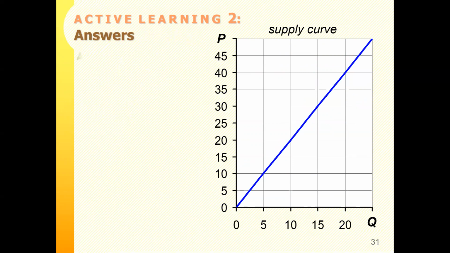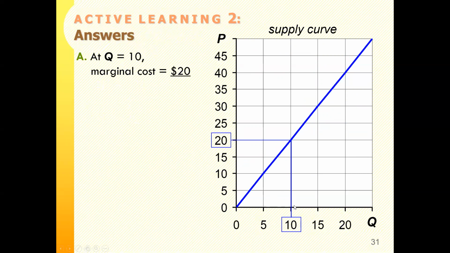Let's consider the answers. So when quantity is 10, we can trace the marginal cost by drawing a line upwards to meet the supply curve and reading the corresponding price on the vertical axis. And we can see that the marginal cost associated with quantity of 10 is $20. And the corresponding producer surplus, when the price is $20, is $100. And we can see that it is the area of this triangle shaded orange. The base is the quantity supplied, which is 10, and the height is the price of 20. So half times 10 times 20 is equal to $100.